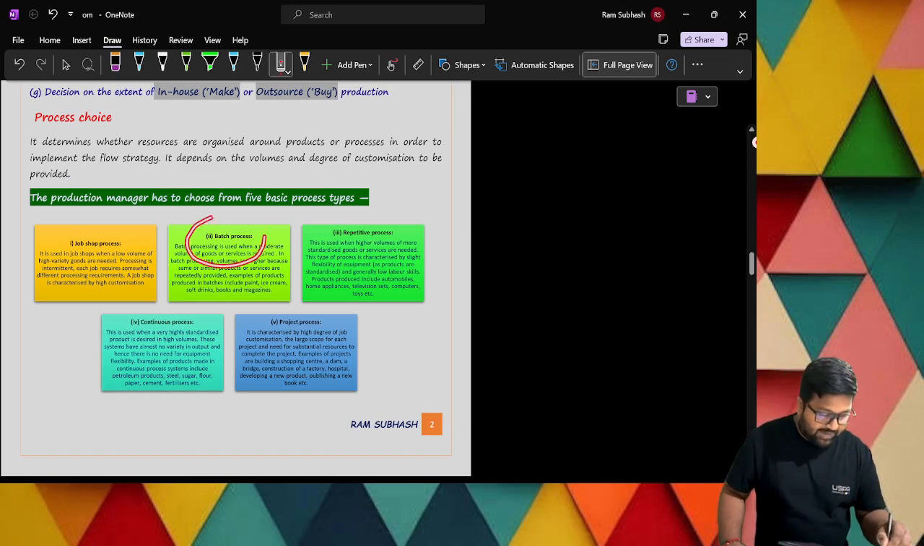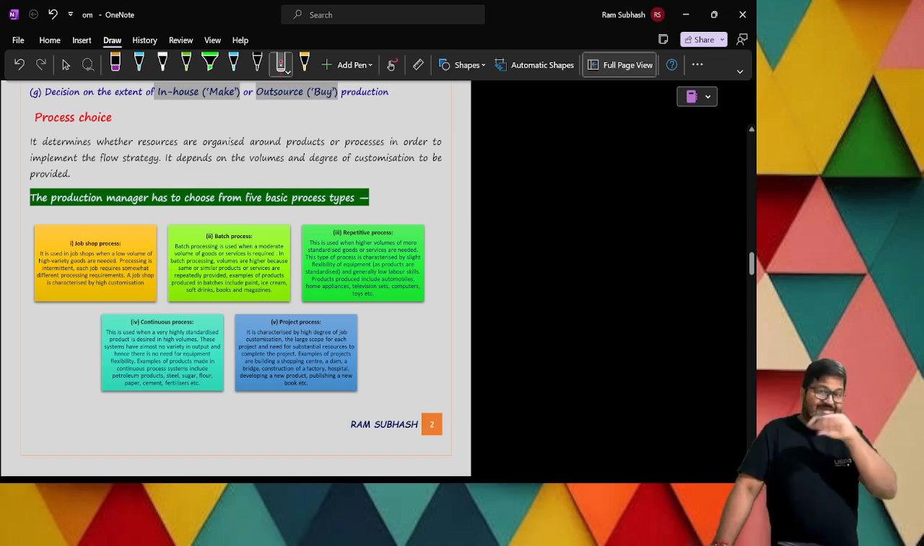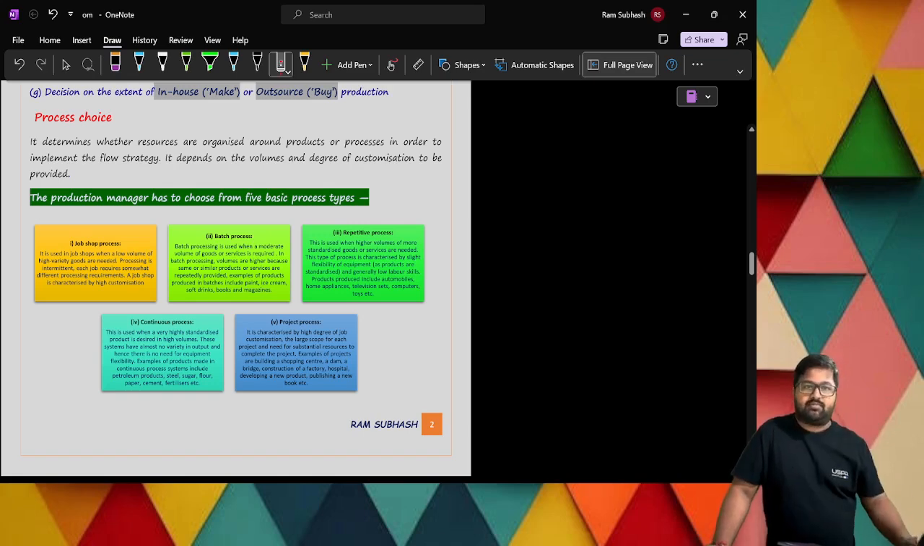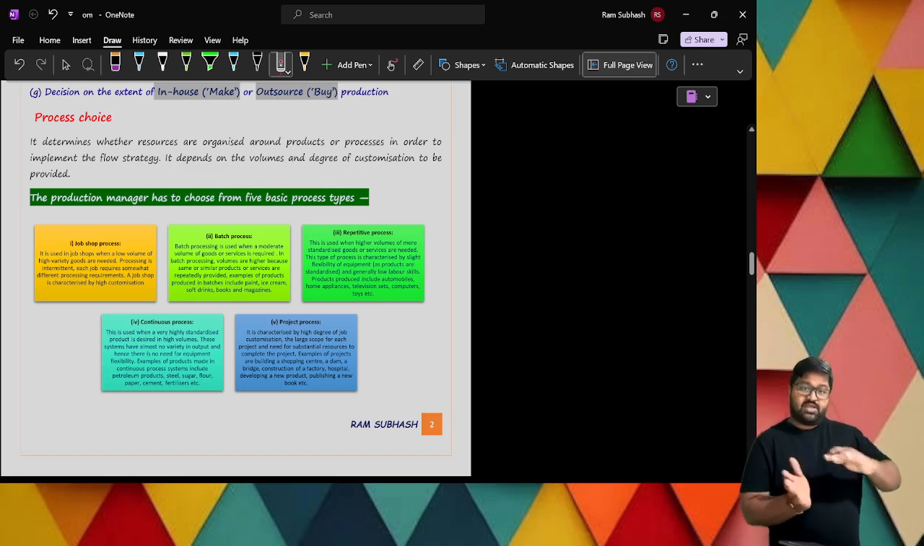Sir, what about batch process? Here we manufacture in lots. For example, if you see biscuit packets, there will be some sort of batch number and lot number. We manufacture a few products on the basis of batches. So if we manufacture in that manner, that will be the batch process. The production manager has to opt for that process.